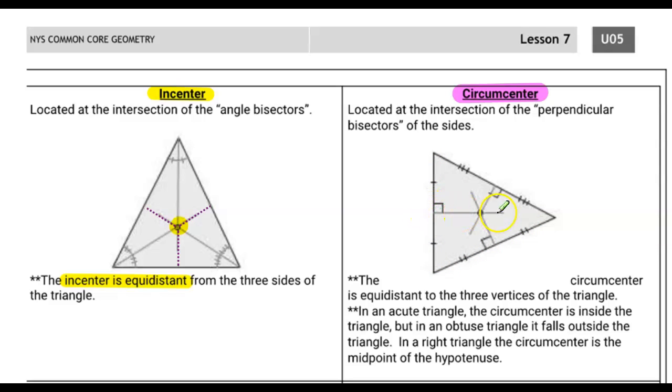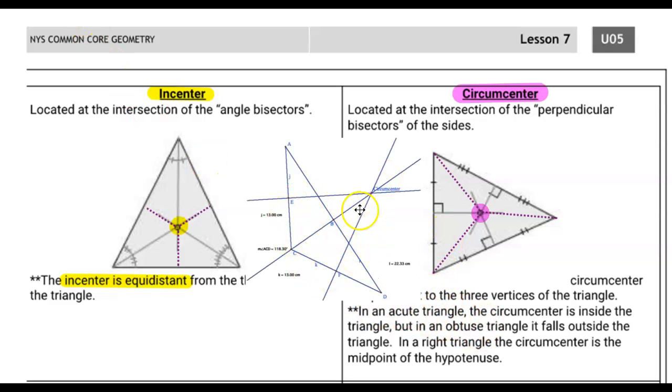So now that we have all of these three perpendicular bisectors drawn, you can see that they meet together at this circumcenter. The things that you need to know about the circumcenter are that it is equidistant to the three vertices of the triangle. So, in other words, if I draw a line from all three vertices to the circumcenter, all of these lines are going to be the same length. We also know that in an acute triangle, being a triangle with three acute angles, the circumcenter is going to be inside the triangle. However, if we were to draw an obtuse triangle, it will fall outside the triangle.